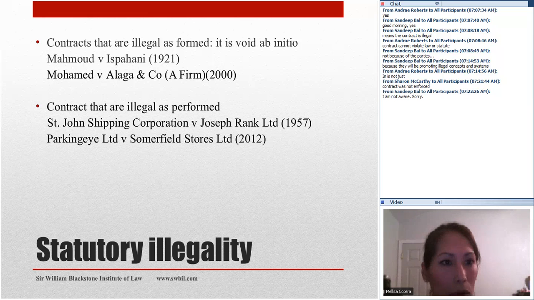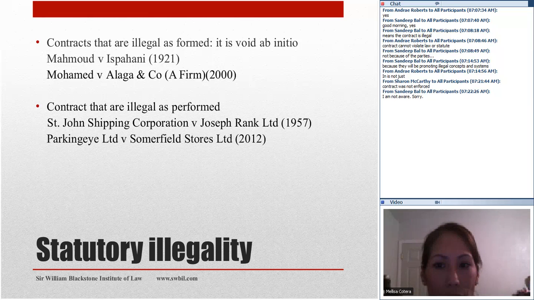Now let's talk about contracts that are illegal as performed. We said a little before, contracts that are illegal as performed, these contracts are maybe legal in their formation, but illegal in their performance, okay? This type of contract is intended to further an improper purpose or to be performed in an illegal way. Generally, this contract is unenforceable by the party contracted with such intention or knowing of the other party's intention to this effect.